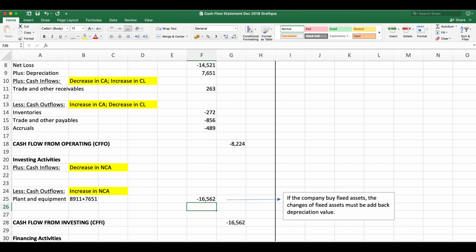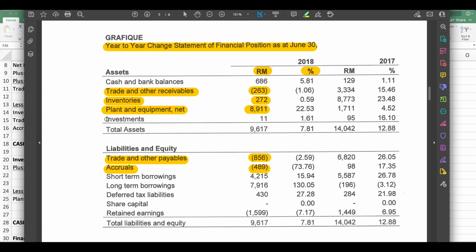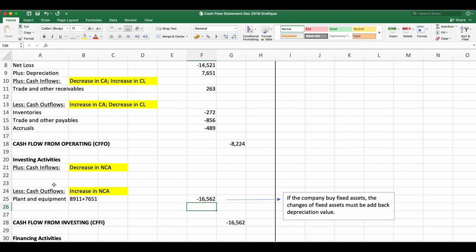Okay, next, let's go back to the balance sheet and check. Okay, the company still has another fixed asset or non-current asset, which is investment. Okay, that is increased in value by 11,000. So we are going to record it as the cash outflow. So investments increased by 11,000. So we record it as the cash outflow because the company buys more investment. All right. So here we get the cash flow from investing, CFFI, equals negative 16,573.